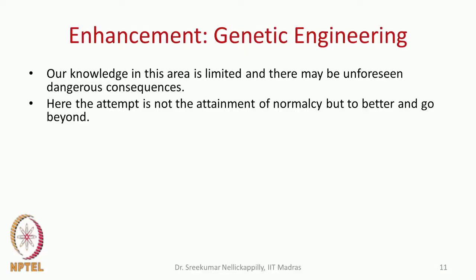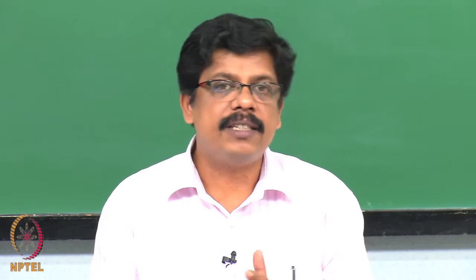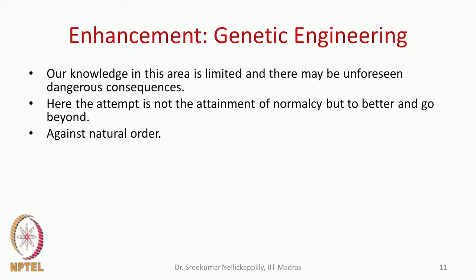Again, here the attempt is not to attain normalcy, but to better and go beyond. See, on the one hand, normalcy itself is a very controversial notion. What do you mean by normal? But here the idea is that genetic engineering technologies are used to go beyond what is normal. And it is in that sense we can say that it is against the natural order, and many theologians and religious people criticize the application of genetic technologies precisely on this ground, that it tries to go against the natural order which is created by God, according to them. Whether it is created by God or not, there is a natural order, and genetic engineering is a forceful intervention in that natural order, there is no doubt about that.